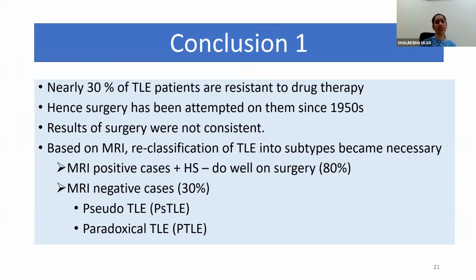So to conclude my presentation, nearly 30% of TLE patients are resistant to drug therapy. Hence, surgery has been attempted on them since 1950. Results of surgery were not consistent. Based on MRI, reclassification of TLE into subtypes became necessary. They were further classified into MRI positive cases with hippocampal sclerosis, which do well on surgery and have a success rate of 80%. MRI negative cases were seen in 30% of cases, and this was further subclassified into pseudo-TLE and paradoxical TLE.